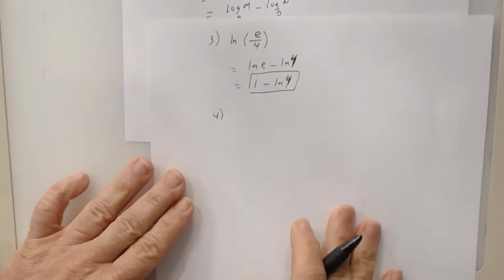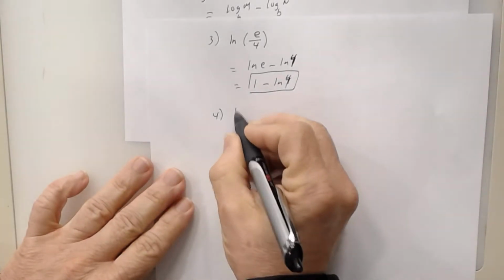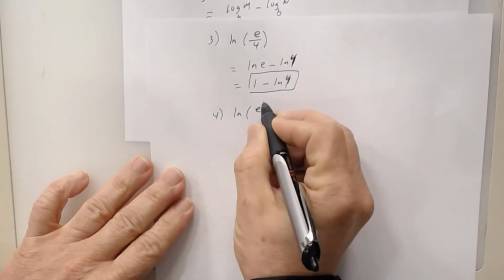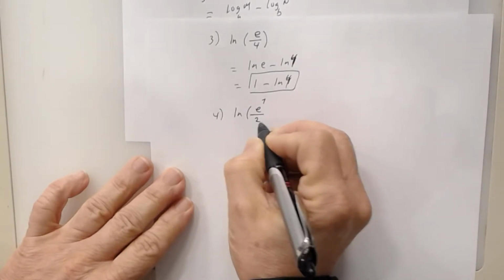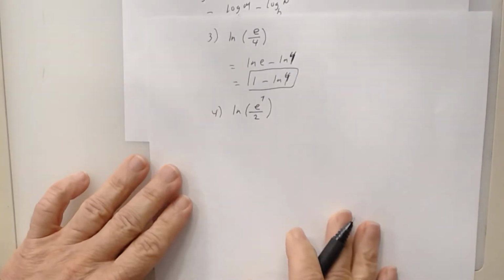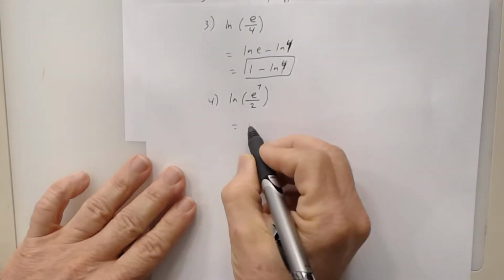Number 4, the natural log of e to the 7th divided by 2. First of all, how are you going to write this?